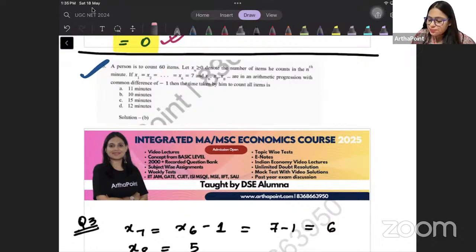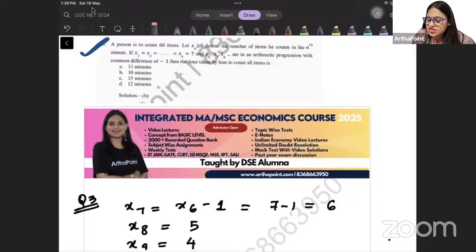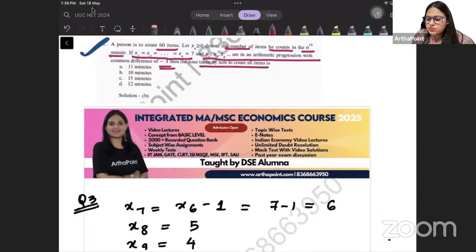Now just see here. It says a person is to count 60 items. Xn denotes the number of items he counts in the nth minute. And x1 is equal to x2 is equal to x6 is equal to 7. x6, x7, x8 are in AP with common difference of minus 1. Find the time he takes to count all items. Very simple. Dekho dhyan se.